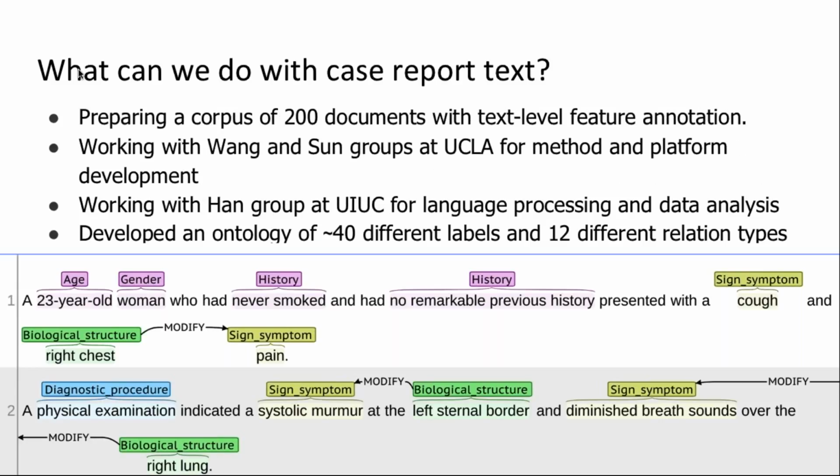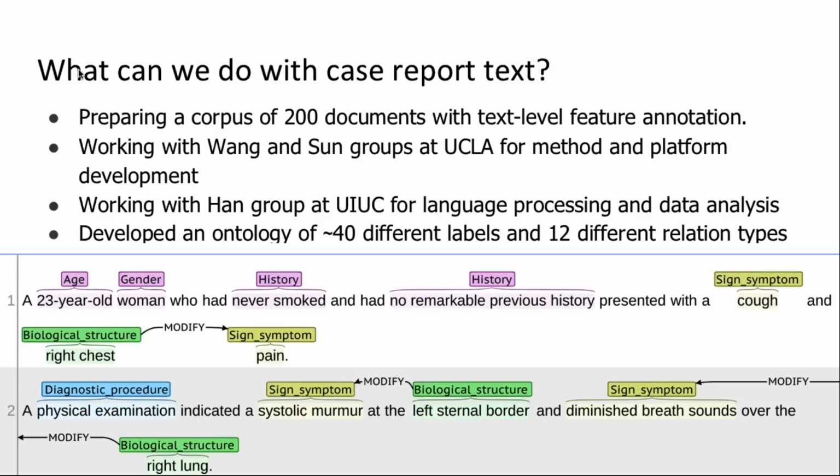But in practice, at the moment, we are, in fact, preparing a corpus of about 200 documents, and we're getting pretty close to finishing that with text-level feature annotation. We're using the BRAT annotation interface for that, so that's open source and very convenient to use.